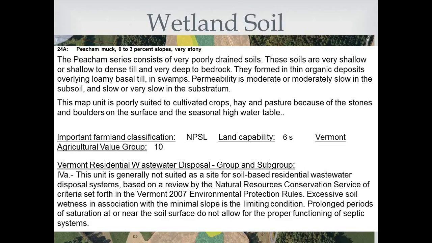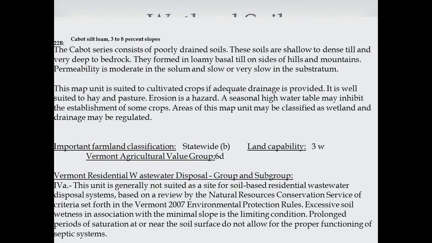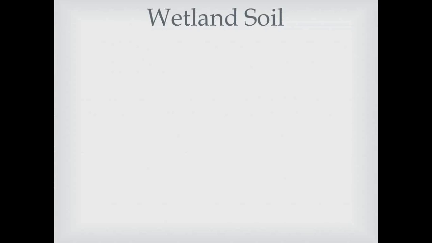Now, if muck's in the name, you can bet that it's a very, very wet soil. Whereas if you look at an adjacent soil, maybe this is a Cabot silt loam, they're typically poorly drained, but you may only find that there's wetland in the lower part of the landscape here.